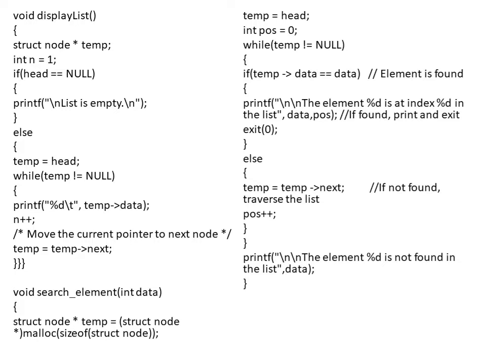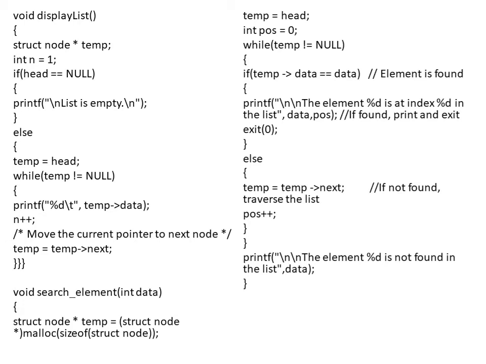Here we can see the display function. If head equals null, the list is empty, that means nothing is there. Otherwise, if head is not equal to null, I am taking another variable temp and initializing it with head. If it is not null, it will print the data in temp, until all n elements are printed. For that reason I am moving the current pointer to the next, so we take temp equals temp of next. This is how the display function will work.